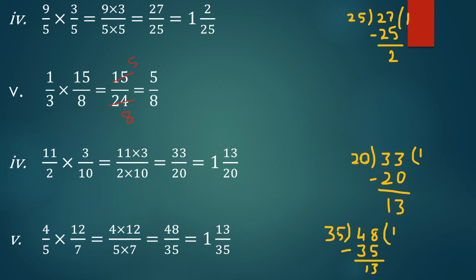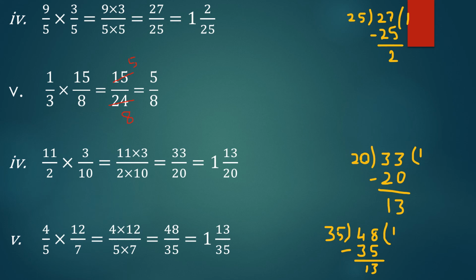Therefore 5 by 8 is the lowest form of the given multiplication of the fractions. 11 by 2 into 3 by 10 equal 11 into 3 divided by 2 into 10, which is equal to 33 divided by 20. So this can be converted into a lowest fraction, that is 1 13 by 20, because 20 into 1 is 20, 20 plus 13 is 33 divided by 20. So this is the lowest form.